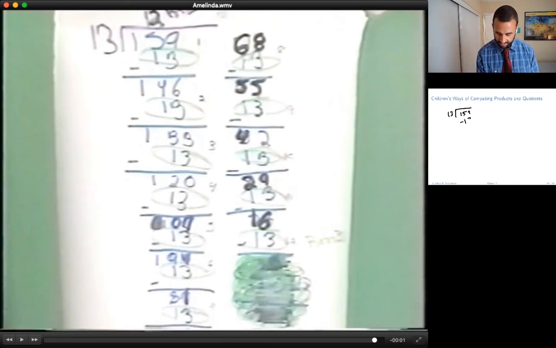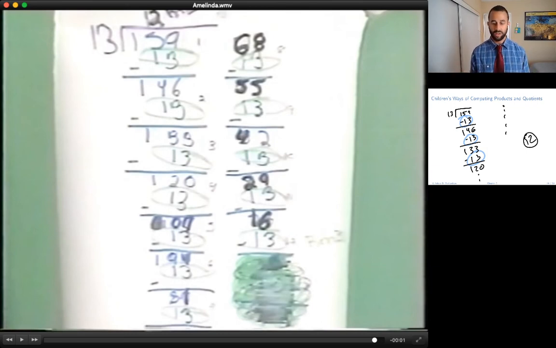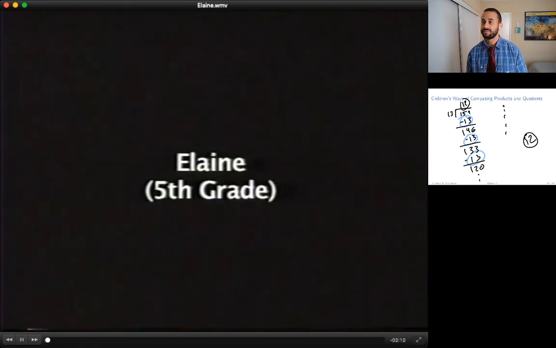So her work looks like this. And then she does it step by step. 146 minus 13 is 133, minus 13 is 120, and then she keeps going, right? And then what she says is she went back and counted how many times she subtracted 13, and the answer was 12. So that tells her that 159 divided by 13 is 12, and that's the final answer right there. It's just repeated subtraction. We'll talk a lot more about this algorithm in a later chapter, but I'll stop right there. Okay, let's see. Elaine is next.